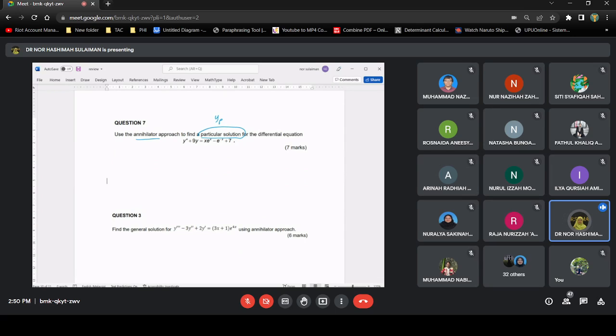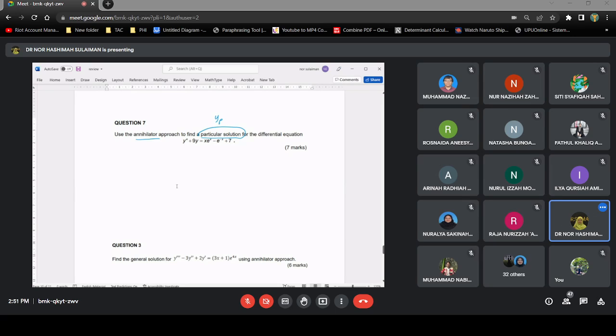Okay, right. And dia dah mention specifically using annihilator approach. Kalau you guna teknik lain selain daripada ni, you tak akan dapat markah. So walaupun you punya jawapan tu 2 muka surat ke apa benda ke, tapi you tak ikut arahan, tak adalah markah untuk you. Boleh baca soalan betul-betul.